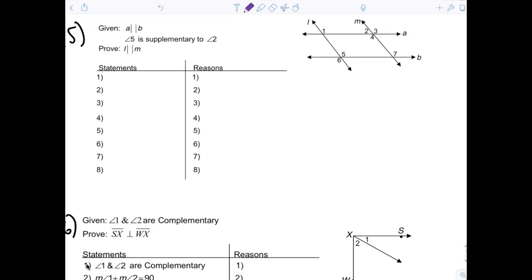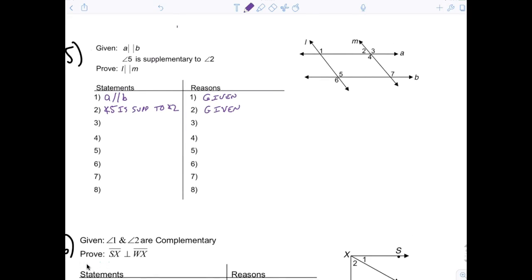Now again, some might use 1 and 2 as both what? Given. Some of us might have just put the given down all as 1, so I don't really care. So A is parallel to B, and angle 5 is supplementary to angle 2. We'll just write given and given. Then I'm going to mark the figure for sure that A is parallel to B, and keep an eye on angle 5 and angle 2.